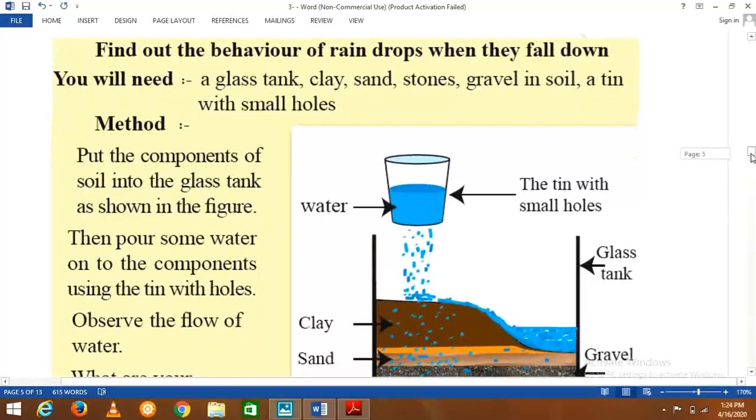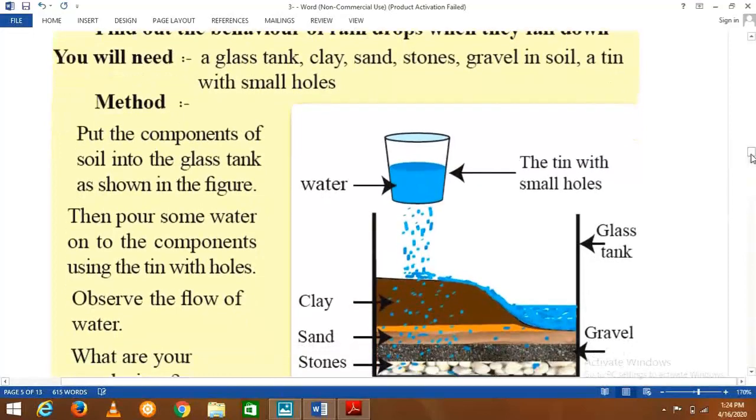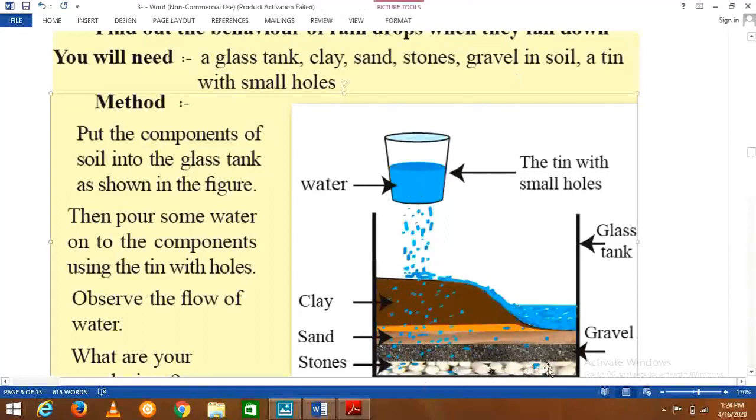So in order to observe this, you need to make this simple setup. You need a glass tank. You can take an empty fish tank, clay, sand, some stones, and gravel in soil. Then you have to take a tin after making a number of holes on the bottom of the tin.